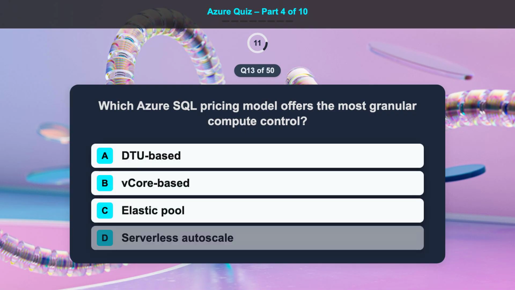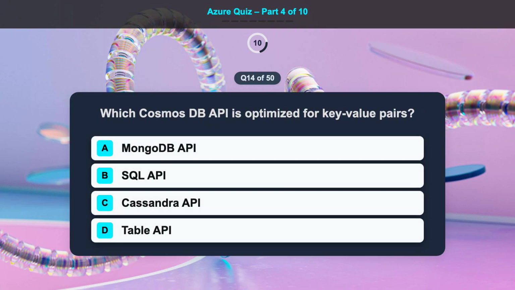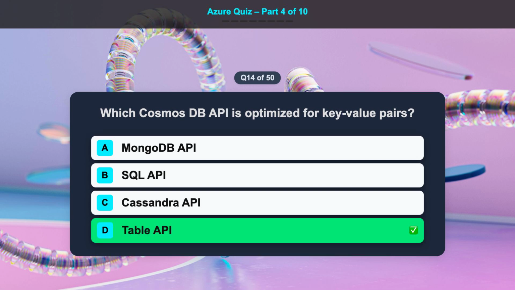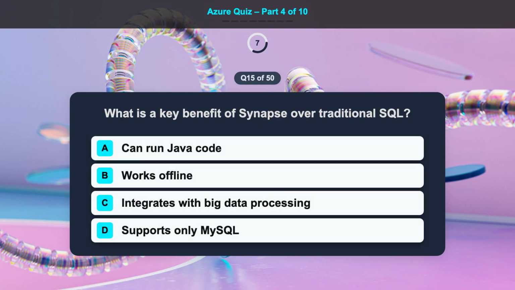Question 13. Which Azure SQL pricing model offers the most granular compute control? Question 14. Which Cosmos DB API is optimized for key-value pairs? Question 15. What is a key benefit of Synapse over traditional SQL?